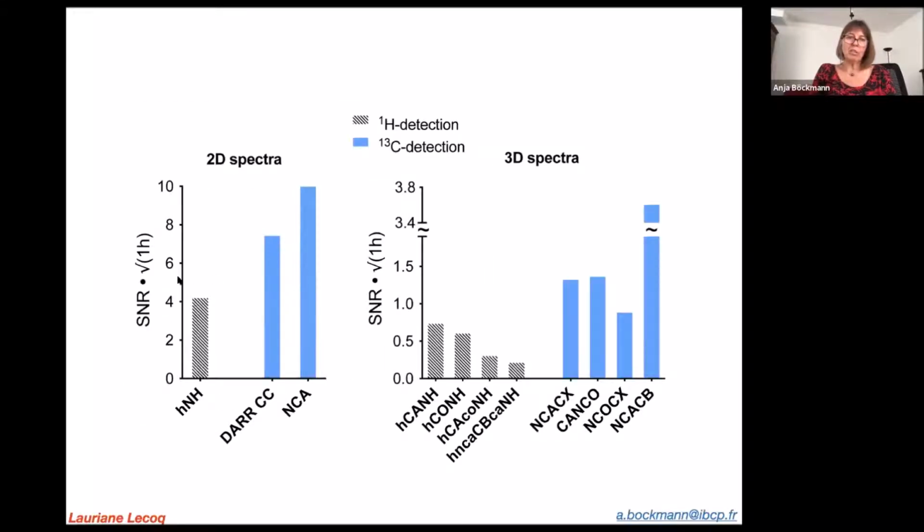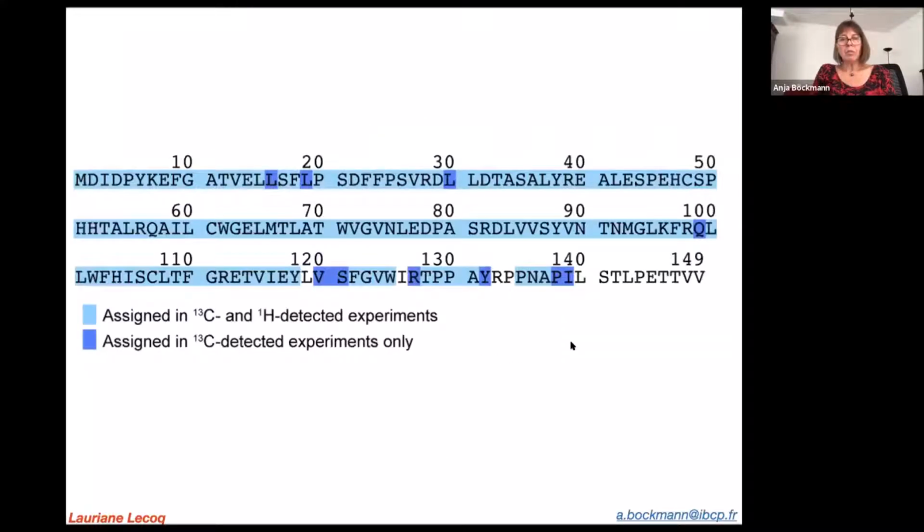Just to say something more about sensitivity, you can see that the signal to noise in the proton detected spectra was a bit lower. So in the end, you gain more or less a factor of 50 in mass sensitivity, which is still very good, I think. The assignment completeness: you see that there are some residues missing from the proton spectra, which we couldn't assign. That was mainly due to overlap, but it's rather complete also.